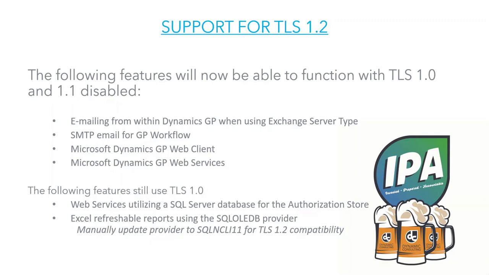You'll see down on the bottom, there are a couple of features that still do use TLS 1.0. These are inside the domain type functions, like the web services if we're using SQL Server authentication, or the Excel refreshable report. There is a workaround, especially with the Excel refreshable report, but there is a little less security worry about those items being inside the domain versus some of the other ones that could potentially be external. So a little less risk in that area, but note that if you are using those features, we may still need TLS 1.0 turned on for those features to function.